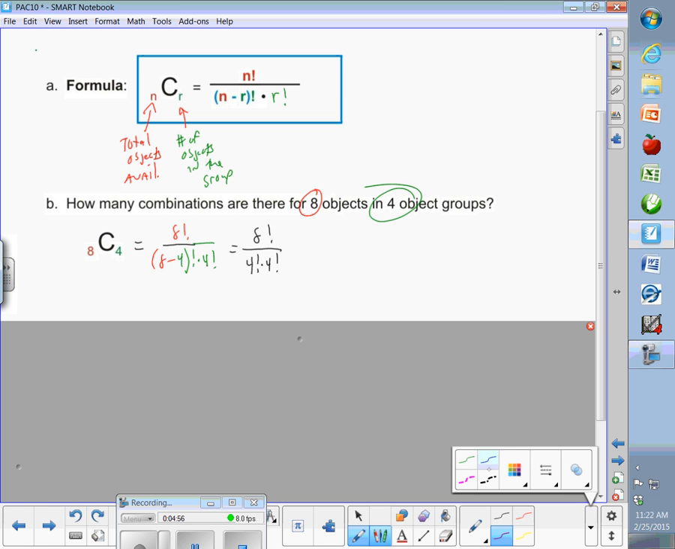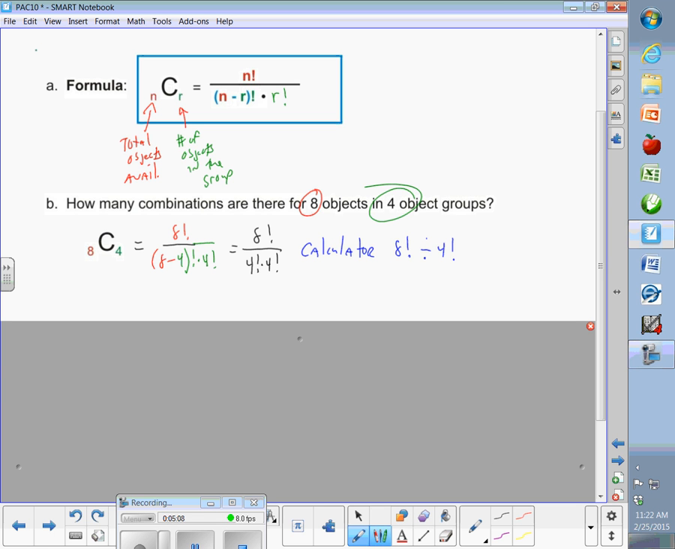So how would you do this on your calculator? Here's how you would do it. You would do the numerator, 8 factorial. You would hit your divide button. You would then do your 4 factorial. Notice the second 4 factorial divides into the 8 factorial, so you have to use your divide button again, not your multiply button. And then 4 factorial. That's the way I like to do them. You can do it one other way.